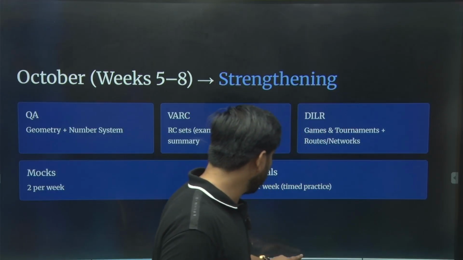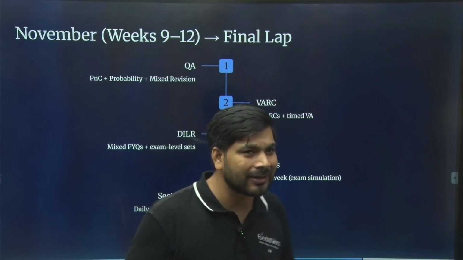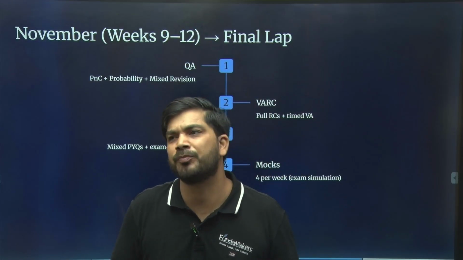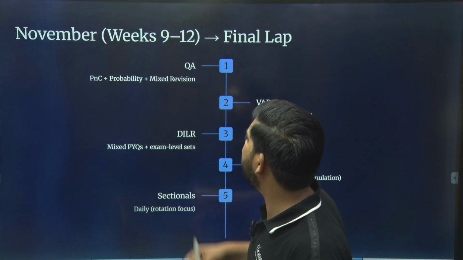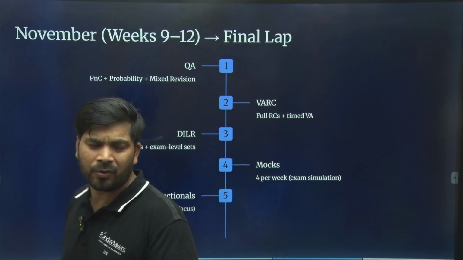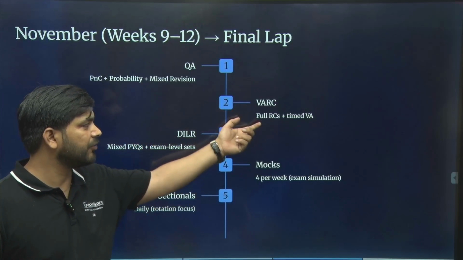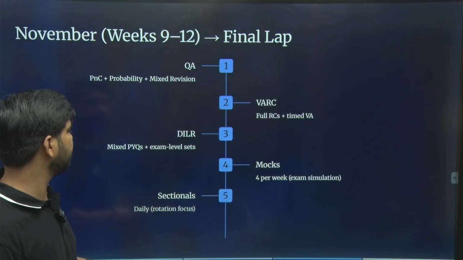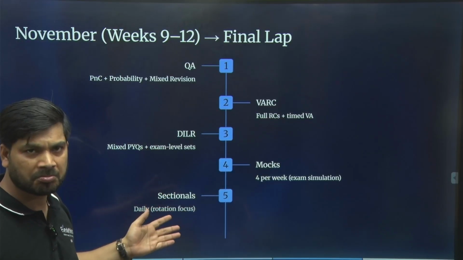And then moving on to November, November should be more like a test. It should be more like a test mode, right? In November, you don't have to read anything, only practice, okay? So PNC, probability, it will take hardly 3-4 days to revise this chapter. And then mixed revision, very important. VARC, full RCs and timed VA practice, mixed PYQs and DILR, exam level sets, past year questions throughout.